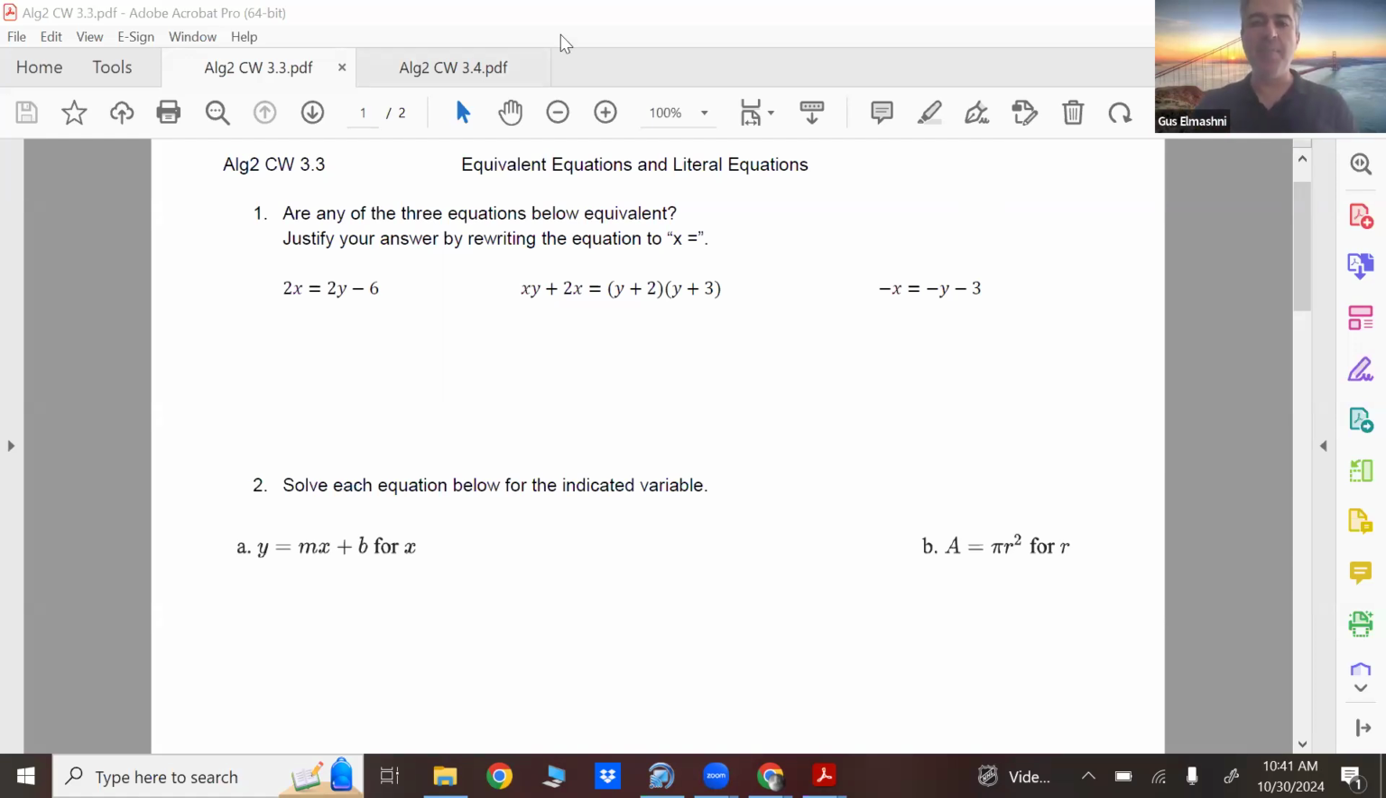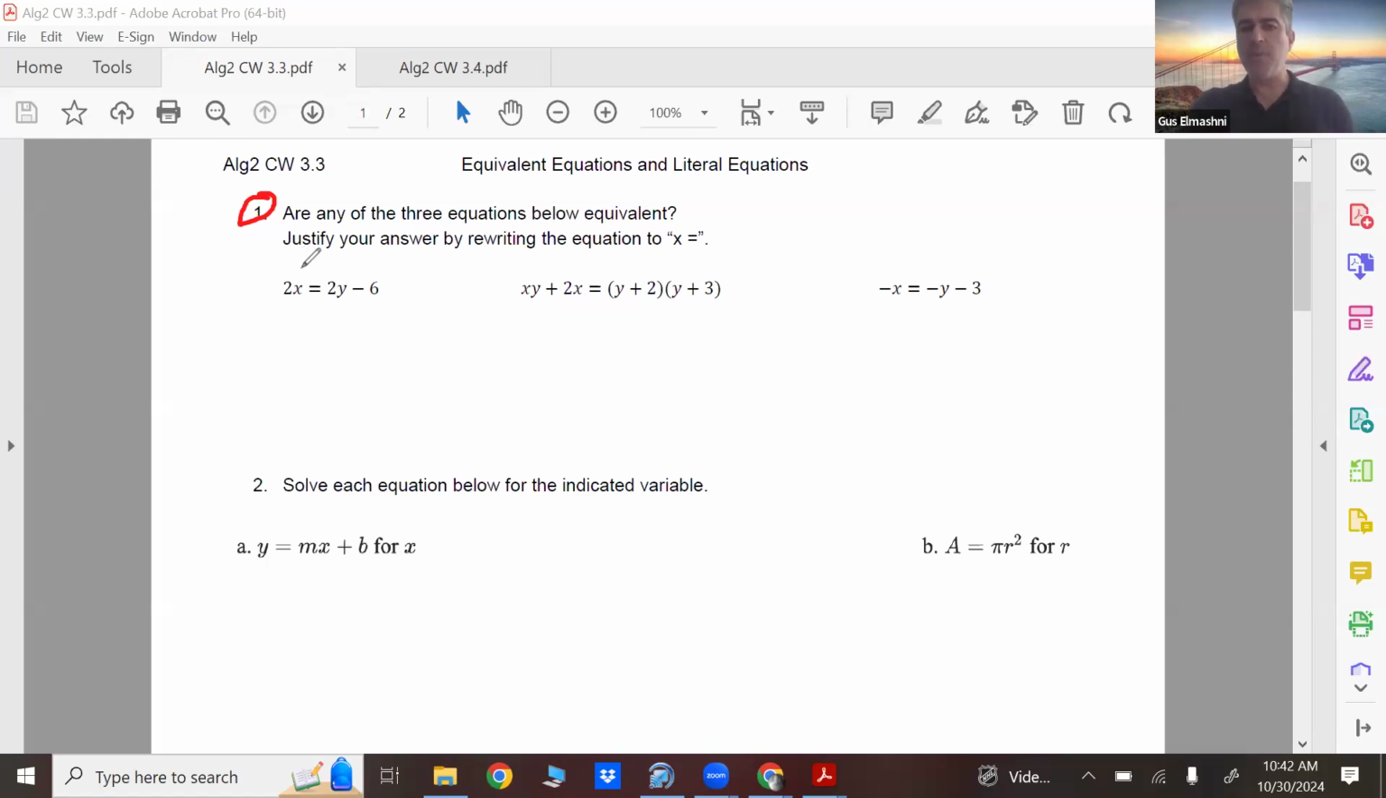Let's get started. So we're on 3.3. And the first question is asking you, are any of these three equations below equivalent? So really, this is all about simplifying, right? Simplifying is actually going to be the key focus of this unit. So that's why I'm not too concerned about speeding through it, because a lot of these problems are very similar to things you've done in the past, like factoring, simplifying, combining stuff.